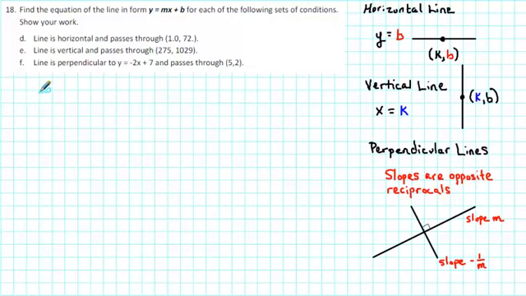Find the equation of the line in the form y equals mx plus b for each of the following sets of conditions. D. The line is horizontal and passes through the point (1, 72).